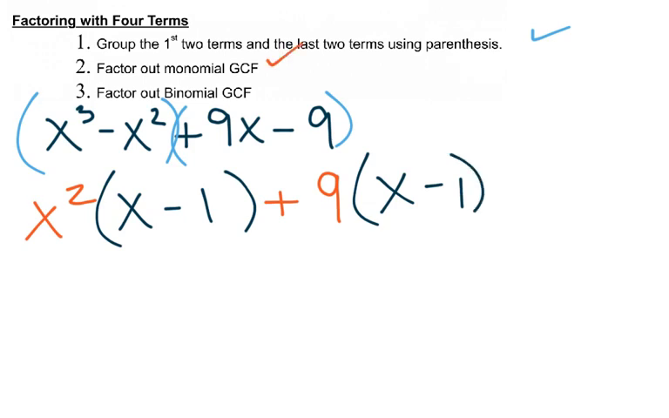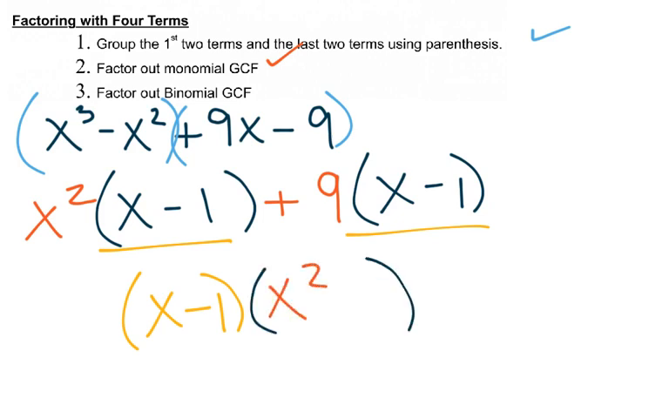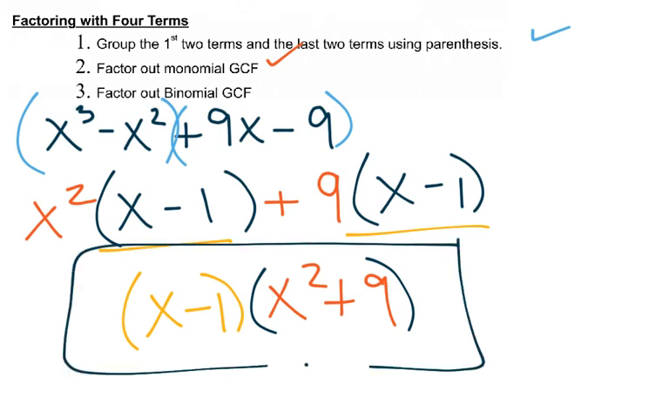So that was our monomial GCF, and now we're going to factor out a binomial GCF. A binomial will be something they both have in common, like x minus 1. So x minus 1, and then you're left with the x squared plus 9. None of these factor further, so we're through. That's it. These are pretty easy. I like them.